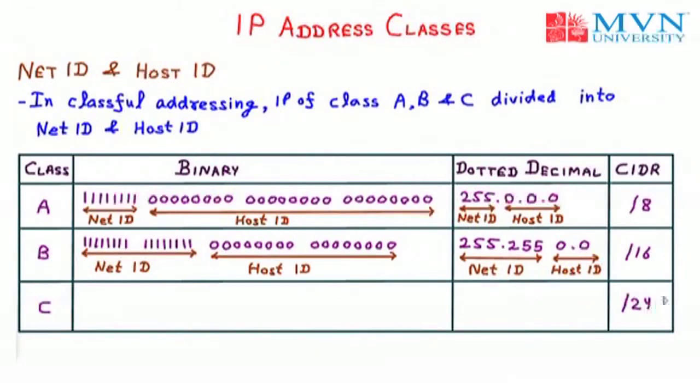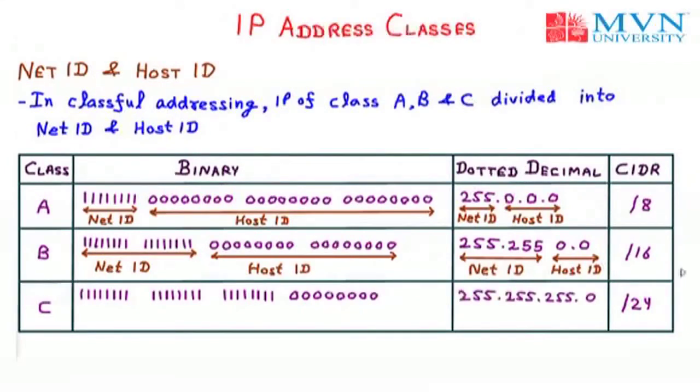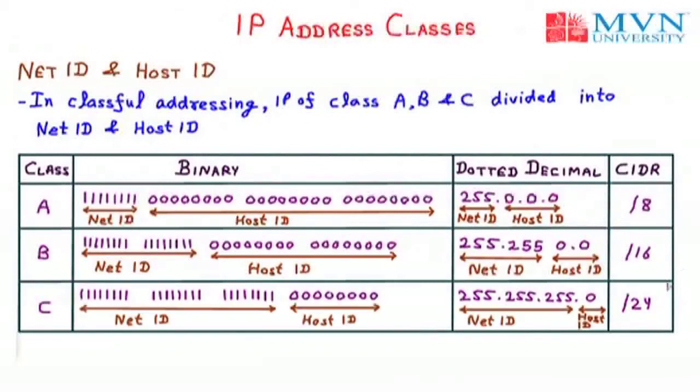That means the first 24 bits will be 1 and the rest will be 0. And if you are using the dotted decimal, we have the first 3 octets as 255 and the rest will be 0. So the first 3 octets are the net ID and the remaining 1 octet is my host ID. So that is all about the masking table of net ID and host ID of class A, B and C. We call it the default mask for classful addressing.